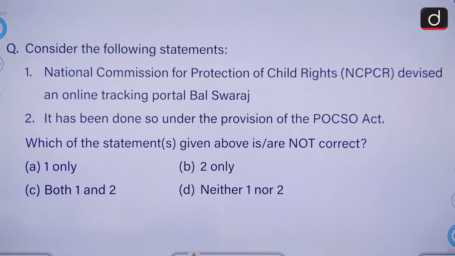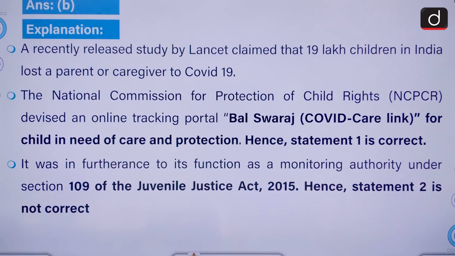Consider the following statements. National Commission for Protection of Child Rights devised an online tracking portal, Bal Swaraj. It has been done so under the provision of the POCSO Act. We have to select the not correct statement. B, 2 only is the correct answer. A recently released study by Lancet claimed that 19 lakh children in India lost a parent or caregiver to COVID-19. The National Commission for Protection of Child Rights devised an online tracking portal, Bal Swaraj COVID Care Link, for children in need of care and protection.